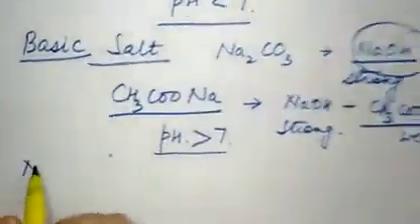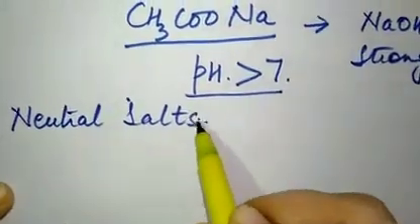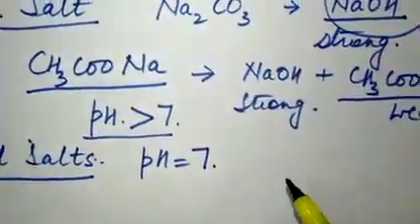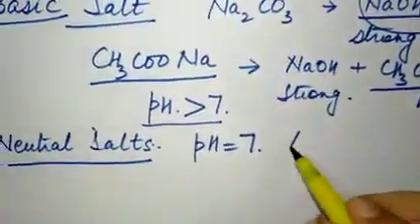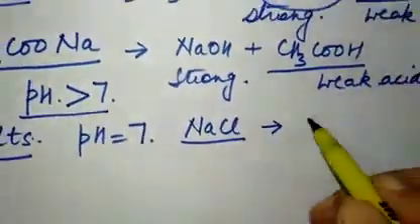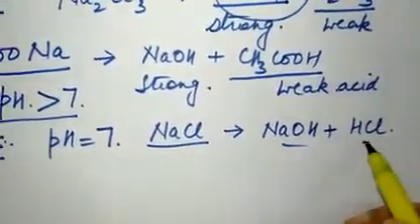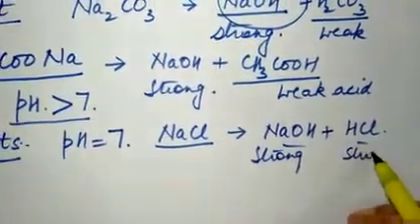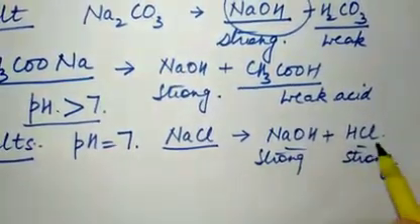Now the third category is neutral salts. They can also be called amphoteric salts, which have pH equal to 7. In this case we have a strong acid and strong base. For example, NaCl, your common salt, is a neutral salt because it is made up of NaOH, which is a strong base, plus HCl. So both of them are strong. Here this is strong base and this is strong acid. So this is a neutral salt because they neutralize the effect of each other.